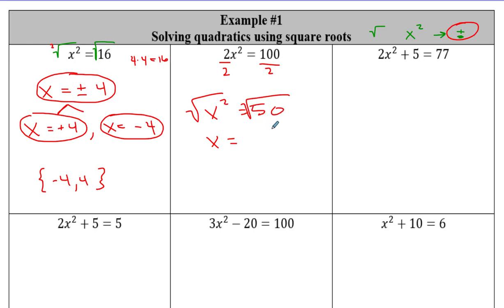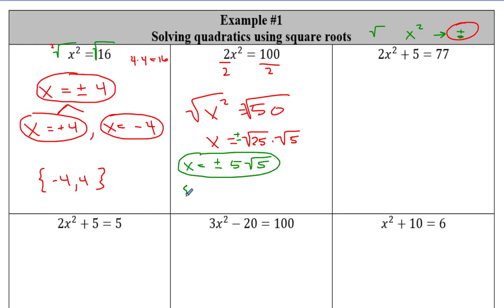And now I'm faced with something that I saw in the last section. Is there an actual perfect square of 50? No, there is not. So I need to figure out how to reduce this. We know that the square root of 50 is the same as the square root of 25 times the square root of 5. But don't forget, you are going to have a plus minus. So we can square root 25. So we are left with x is equal to plus or minus 5, and then we have the radical 5. So this can be my solution set.